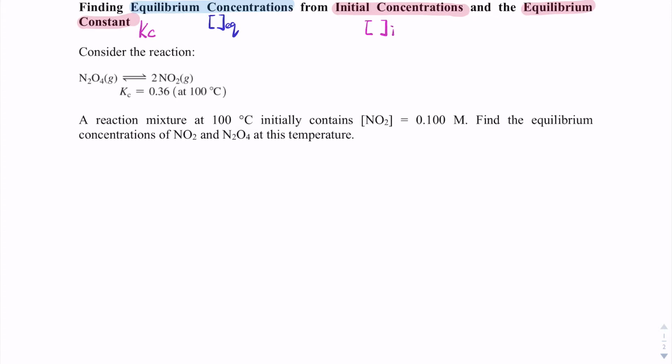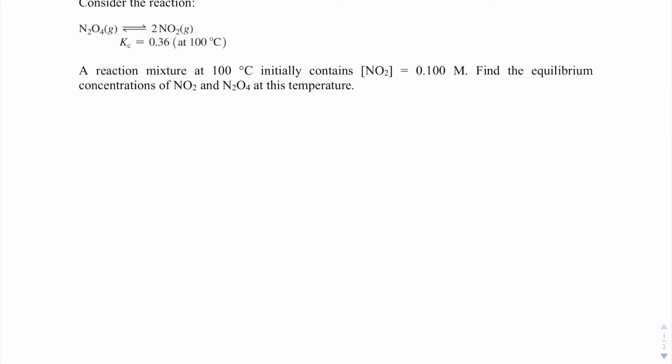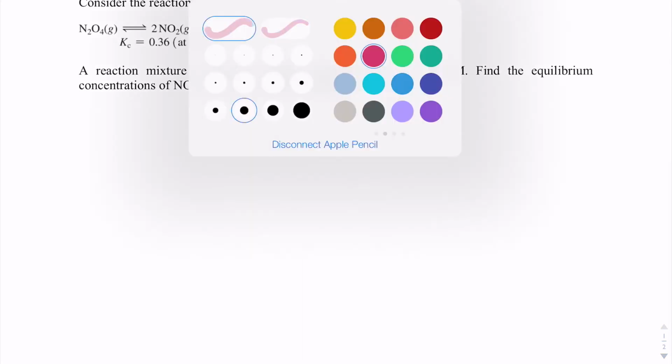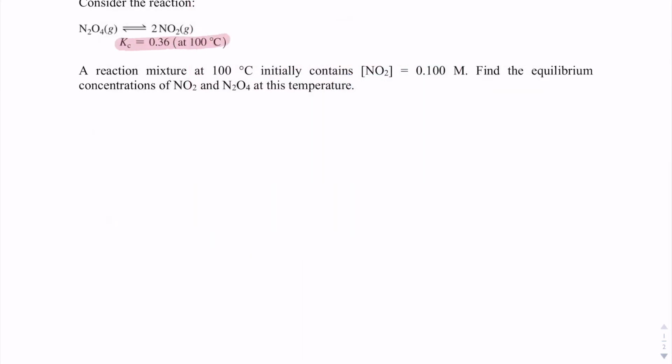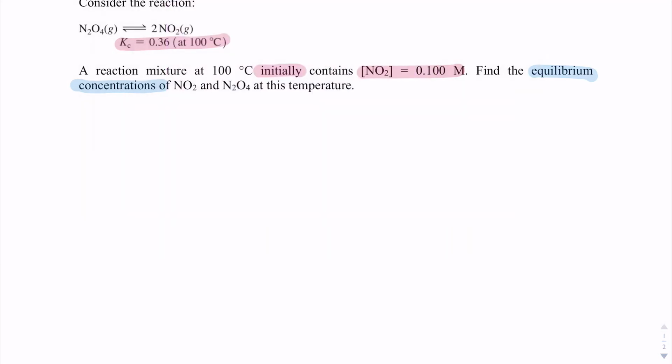Now let's see the example question we have right over here. You will know the Kc value, and you will know the initial concentration, and you're looking for the equilibrium concentration, exactly what we just said. For this type of question, again, you need to use an ICE table.